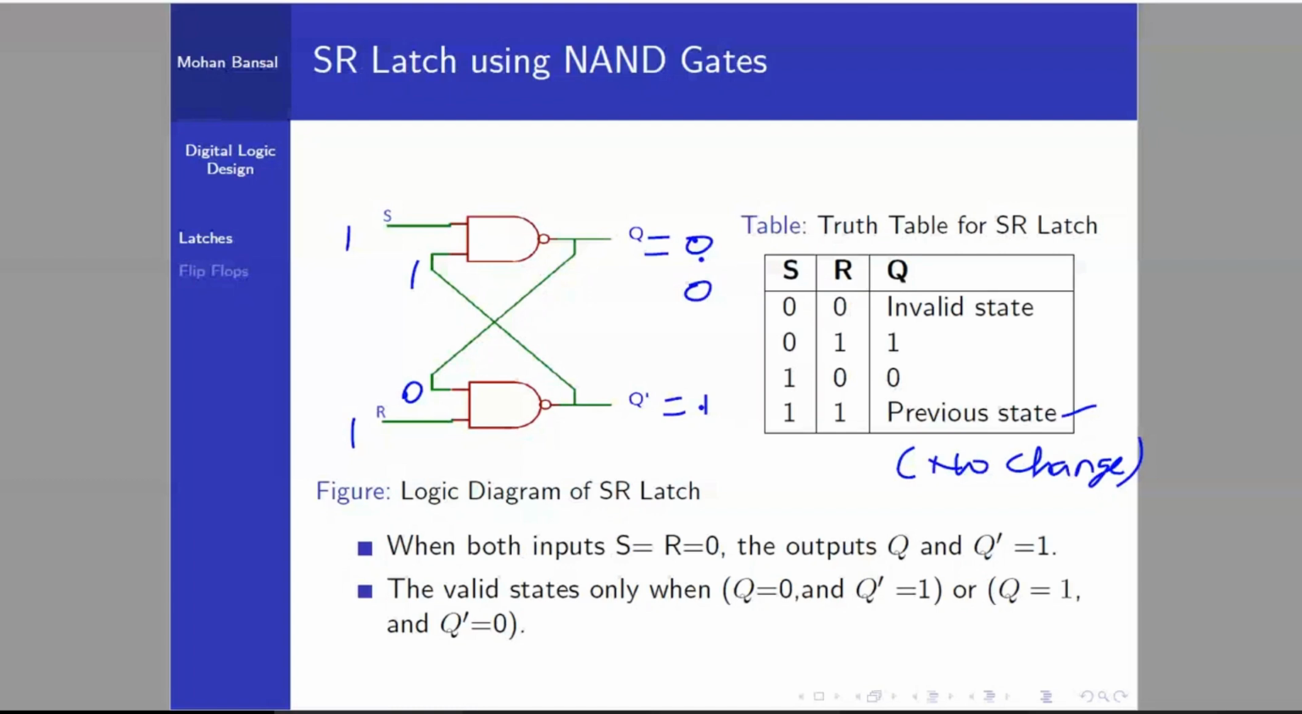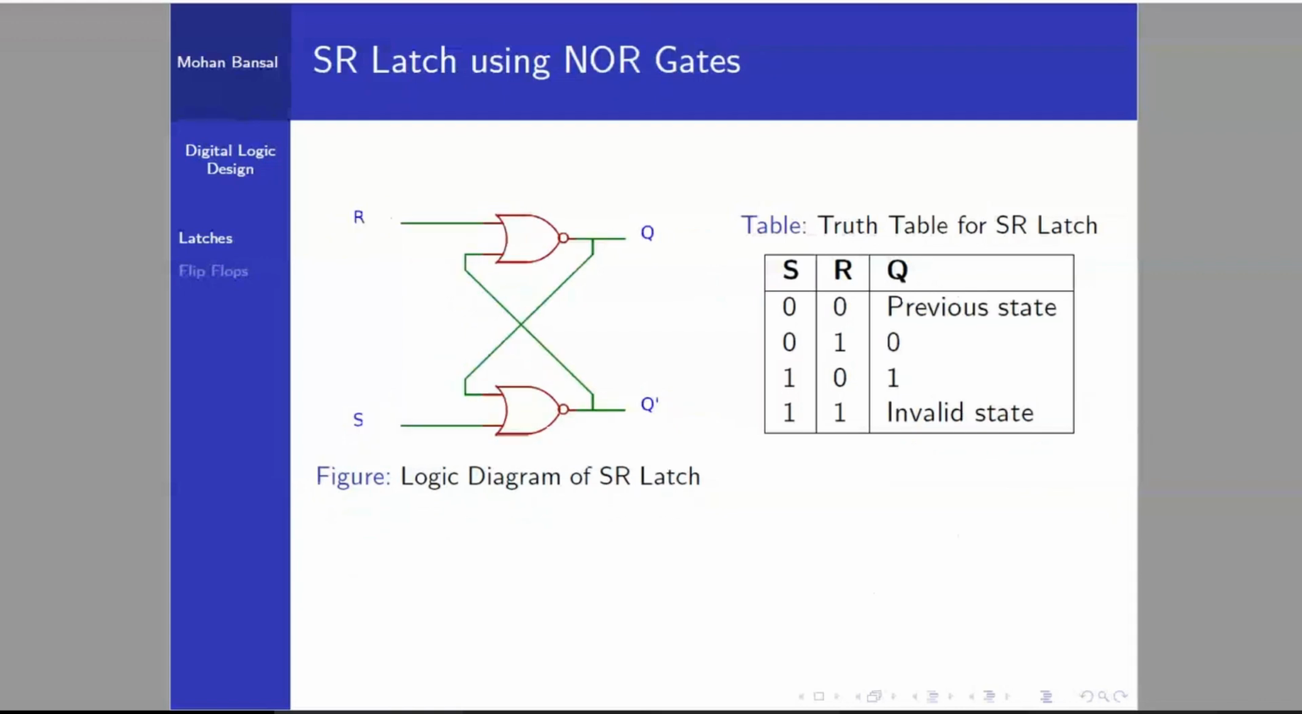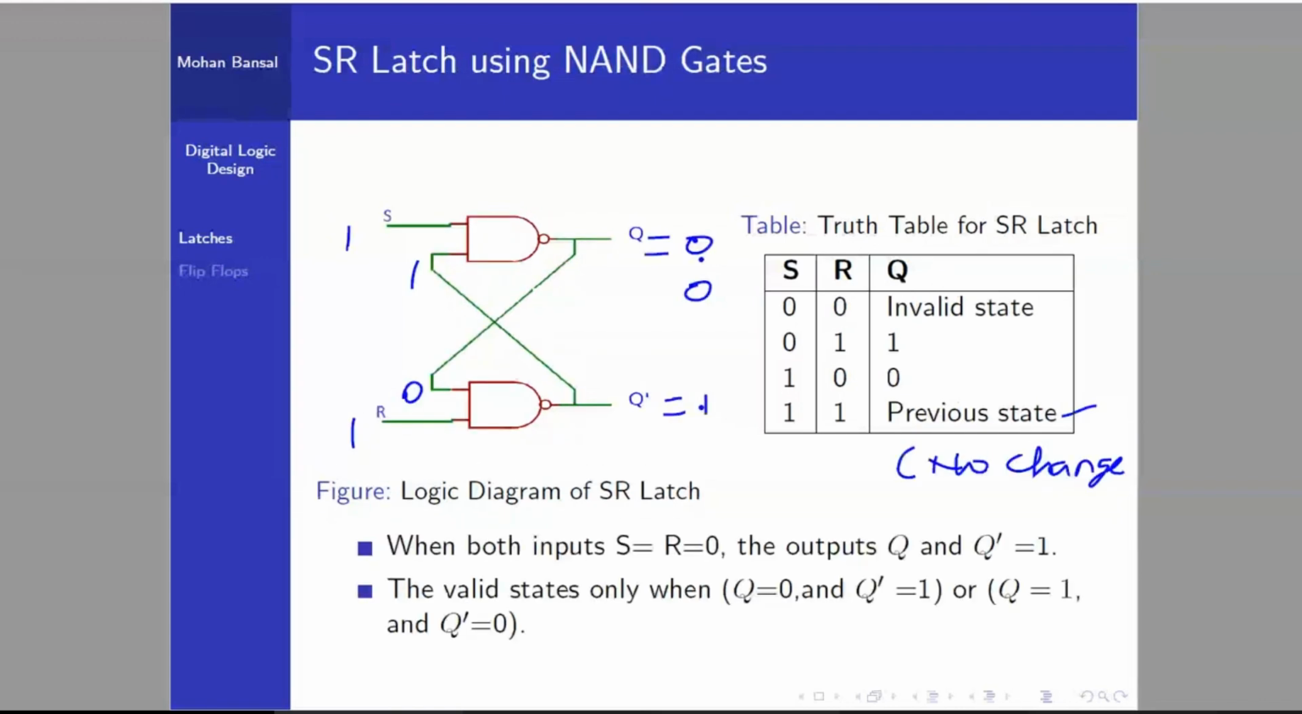So our inputs are 1, 1. The first time, we can't identify what will be the value of Q and what will be the value of Q complement. We can't observe that. In such a case, we just assume the previous state. I will do it in this manner: Q old or Q new, two outputs like that.